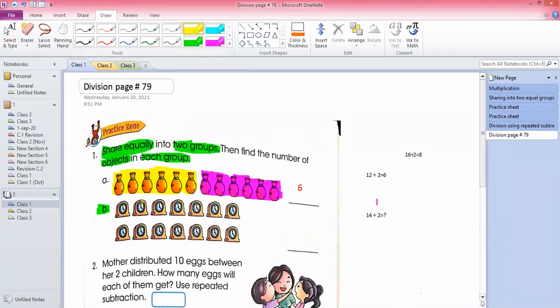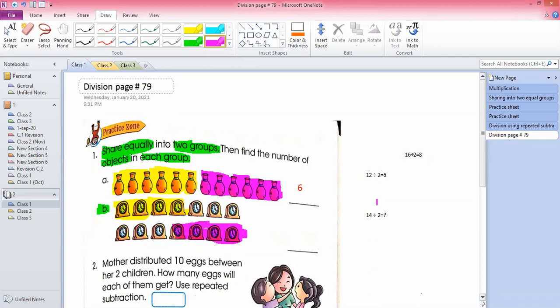Again, I will use two colors, yellow and purple. Yellow for group A and purple for group B. These are 14 clocks, so I will start giving 2 clocks to each group. This 2 I give to group A and this 2 I give to group B. Now look, there are too many clocks still left, so I will give 2 more. This 2 again I give to group A and this 2 I give again to group B.